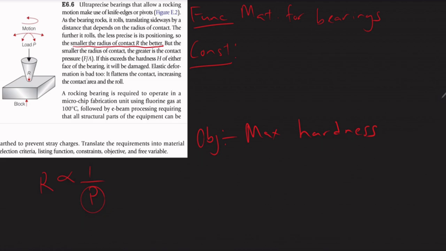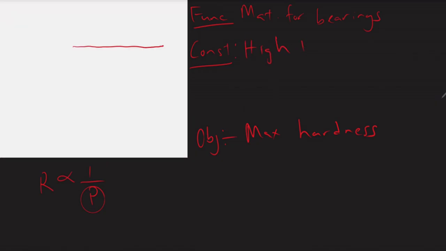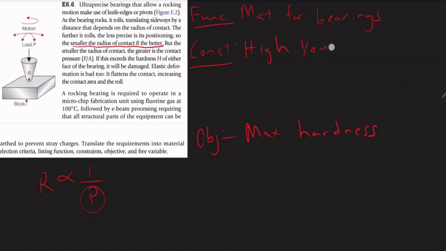Also, elastic deformation is bad. We don't want the material to elastically deform. Elastic deformation is defined in terms of Young's modulus. The higher the Young's modulus, the less elastic deformation. So we want a high Young's modulus. That's one of the constraints.